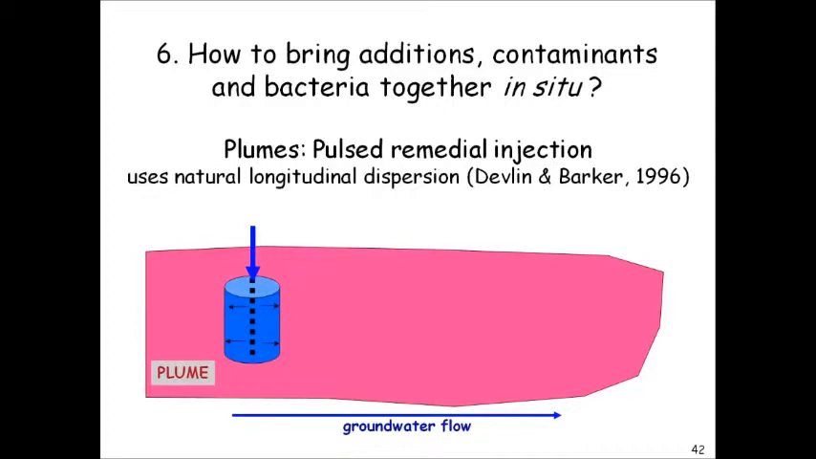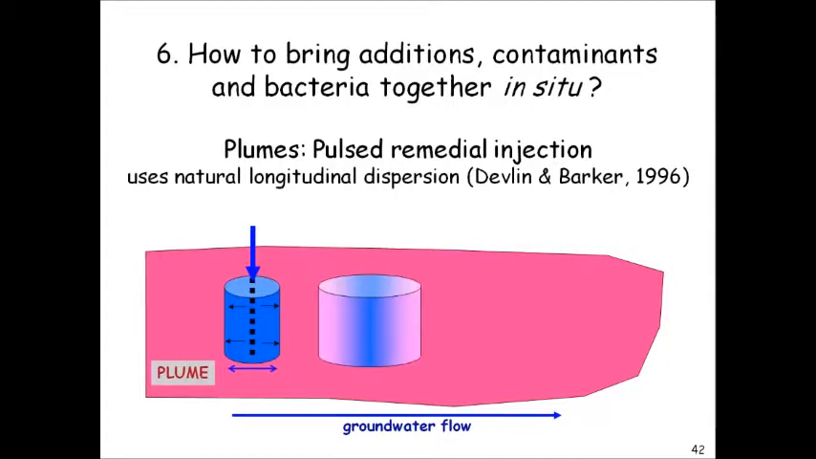Let's put a well in and inject a slug of clean water that contains the remedial chemicals. So we inject for some period of time and then stop injecting. Well, that water is picked up by the groundwater flow and transported down gradient. Then sometime later we inject again. So we're injecting these little slugs.